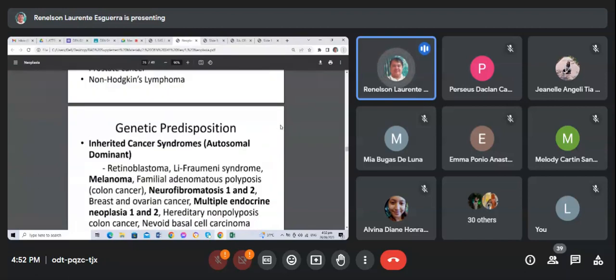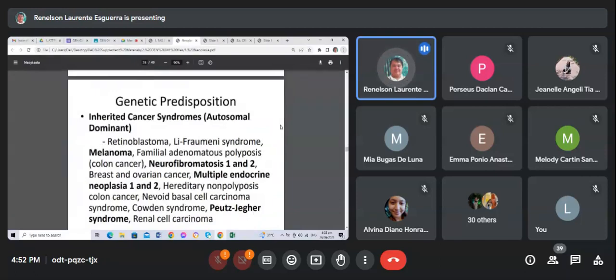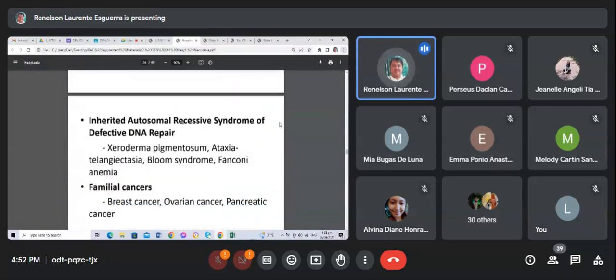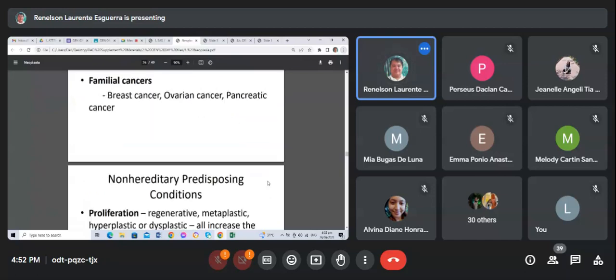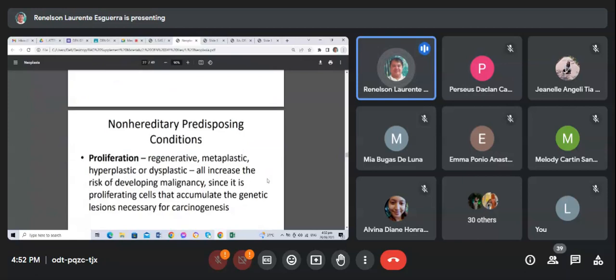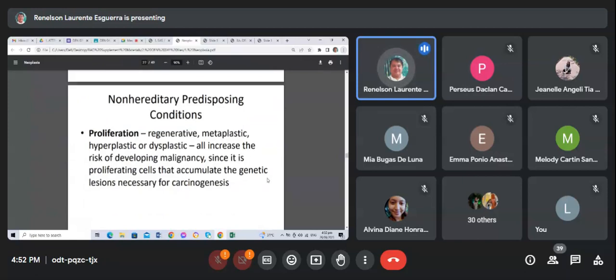So there is genetic predisposition for cancer. It can be an inherited cancer syndrome. You can review this later. There is inherited autosomal recessive syndrome of defective DNA repair, or you have familial cancers. It runs in the family. There are also non-hereditary predisposing conditions which could develop into cancer.